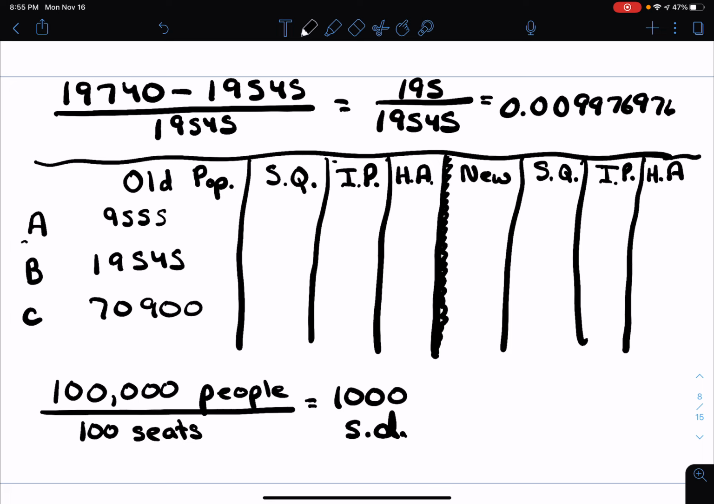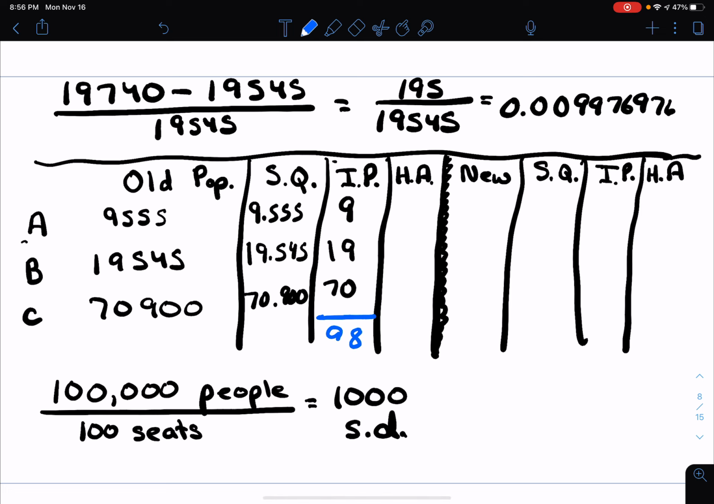Okay, so for state A, if you do 9555 divided by 1,000, remember that just moves your decimal. You get 9.555. So the integer part's 9. I don't know yet what my Hamilton's apportionment's going to be because I have to see what happens with leftovers. The next one's going to be 19.545, nice and easy because we're dividing by 1,000. Then 70.900. Sorry, it looks squished. So we have a 19 and a 70, which if you add those up, 9, 19, 70, adds up to 98.